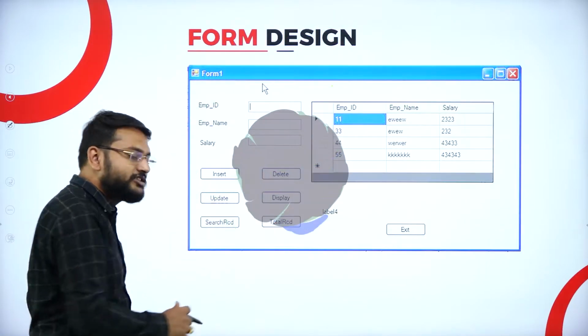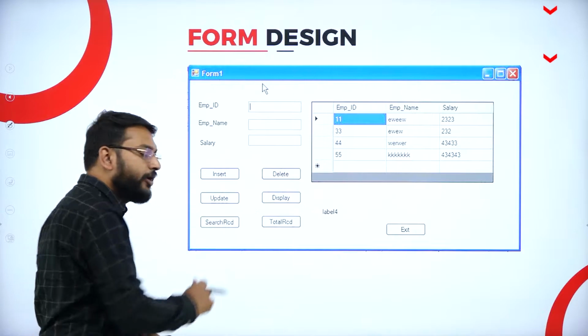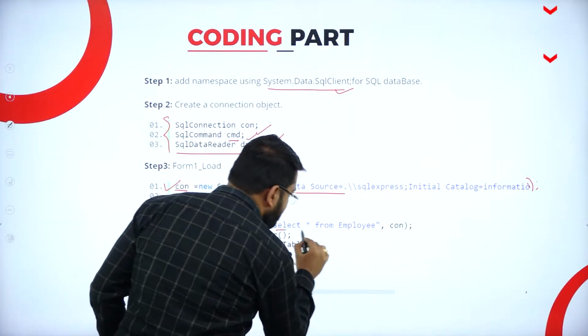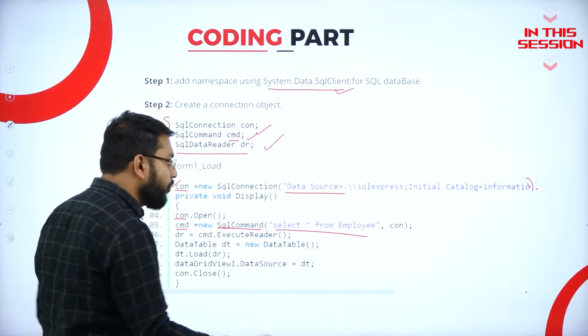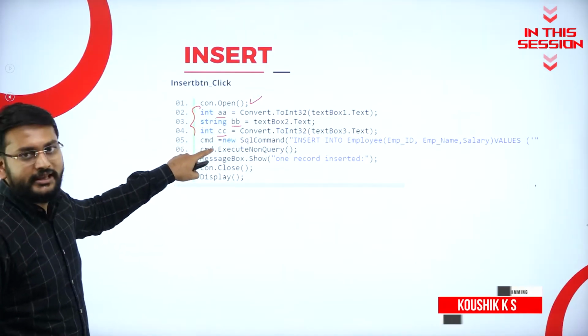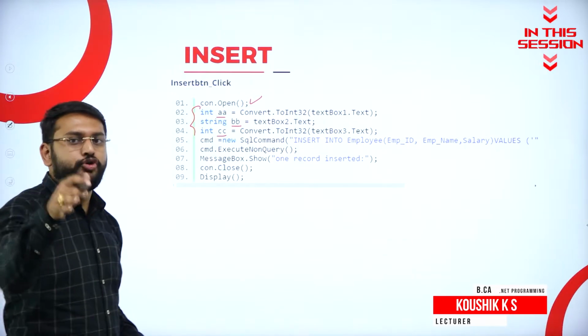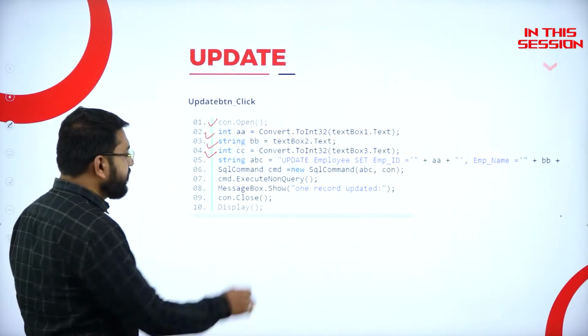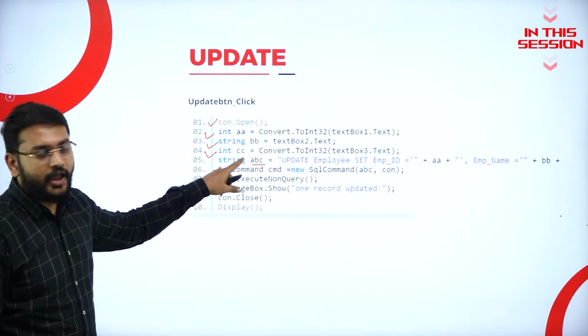If I click on the insert button, I should be able to insert the record. If I click on the delete button, I should be able to delete the record. What is the first parameter that I have? I am passing the entire query as a parameter, the first parameter. Along with that, I will also pass this connection object. The same way, CMD is equal to new SQL command insert. You all know that. I have assumed that you know SQL queries. Observe the entire query. I'm storing it in a variable ABC. Update query.